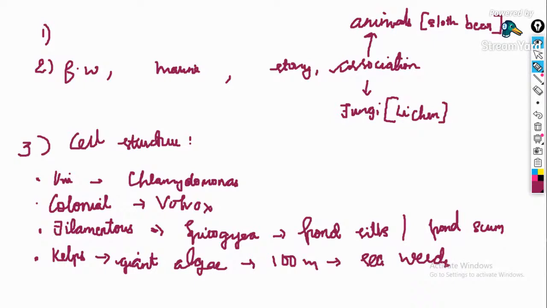So these are some of the general characteristics. They are aquatic autotrophic organisms with simple body organization. They can be found in freshwater, marine, and stony regions, in association with fungi and animals. Their cell structure: unicellular is Chlamydomonas, colonial is Volvox, filamentous is Spirogyra, and kelp is the giant algae. Fourth point: there are no vascular tissues, no xylem and phloem for conduction.